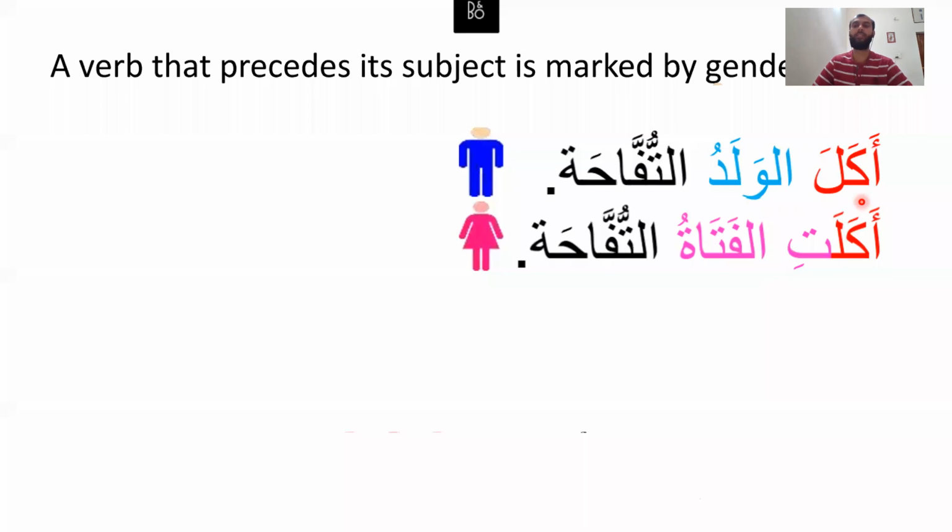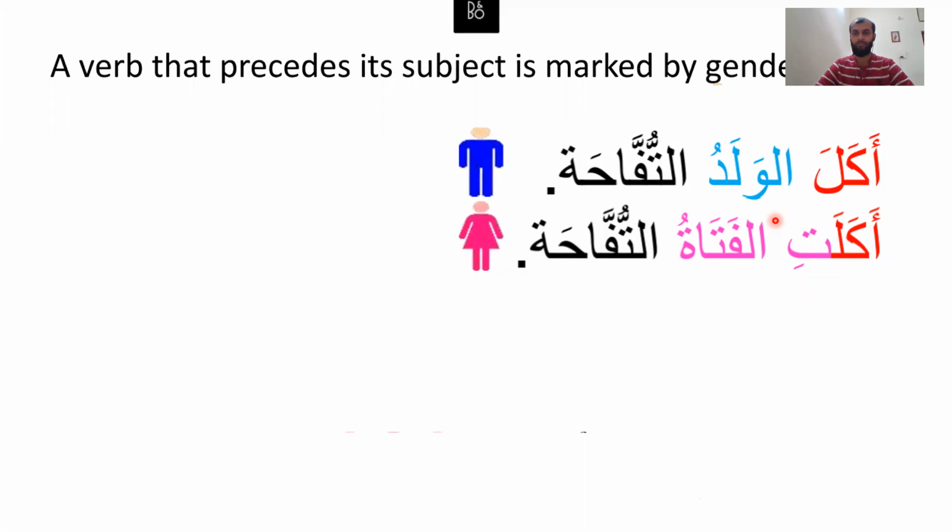Now, who can tell me the present tense? How would I say the boy eats the apple? He eats the apple every day, for example. Who wants to try? The boy eats the apple. How do I say the boy eats the apple?